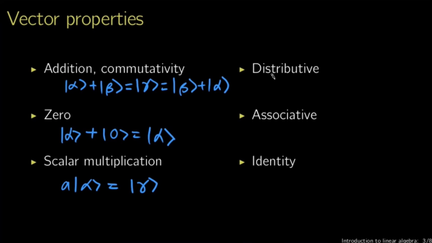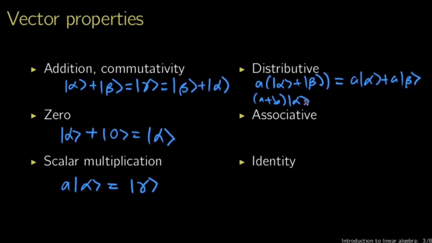This scalar multiplication is distributive. I can write some scalar a times vector alpha plus vector beta as, sorry, getting my notation mixed up, a times vector alpha plus a times vector beta. Or alternatively, I can look at a plus b times some vector alpha as a times the vector alpha plus b times the vector alpha. So scalar multiplication distributes across addition of vectors and across addition of scalars.